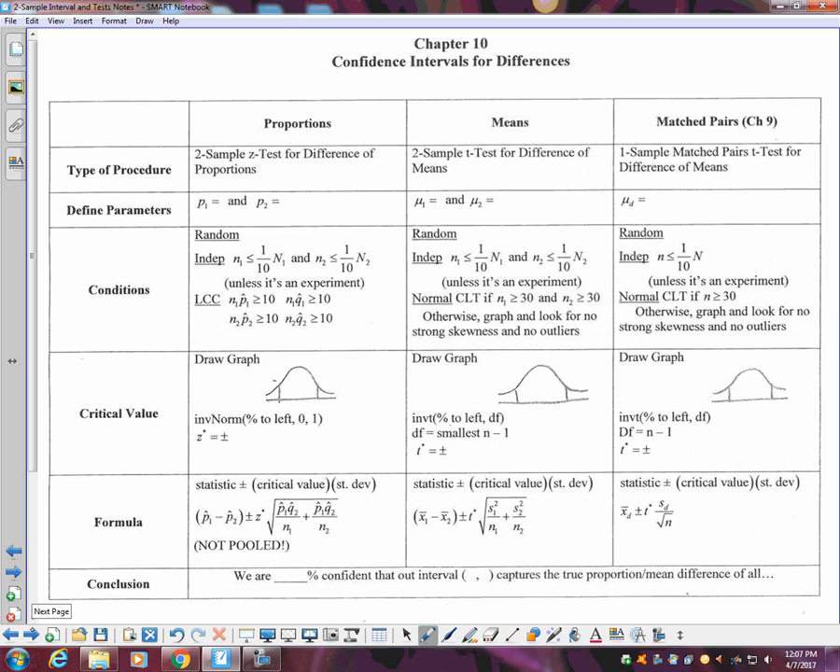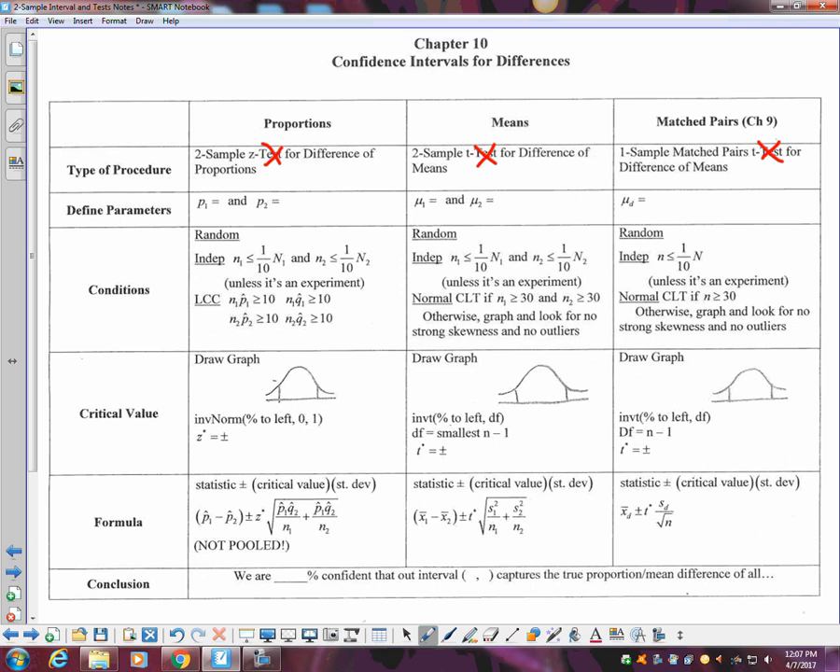This is the difference for intervals. Everything is the same. And these shouldn't say tests. These should say intervals. The parameters are the same. The conditions are exactly the same.